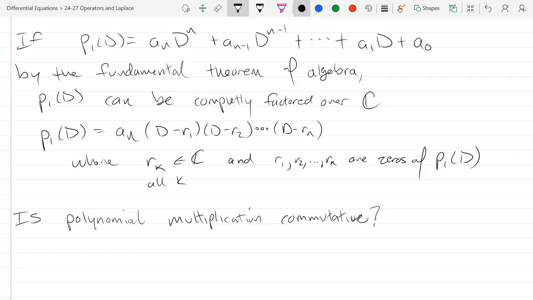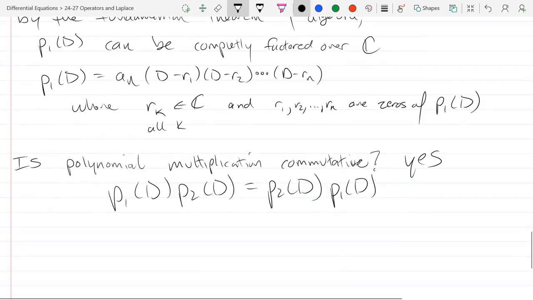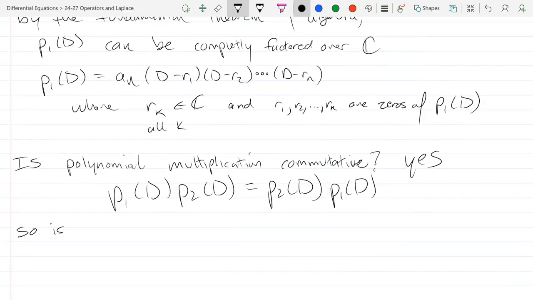Is polynomial multiplication commutative? Can I change the order if I multiply two polynomials? Does it matter which one was written first and which one was written second? Doesn't matter. So the answer is yes. So what that means is P1 of D times P2 of D is the same thing as P2 times P1. And of course, addition is very obviously commutative. So P1 times P2 is the same as P2 times P1, and also, so is addition.